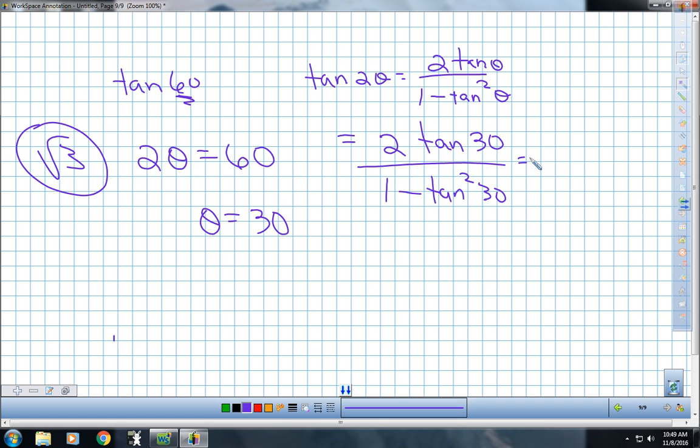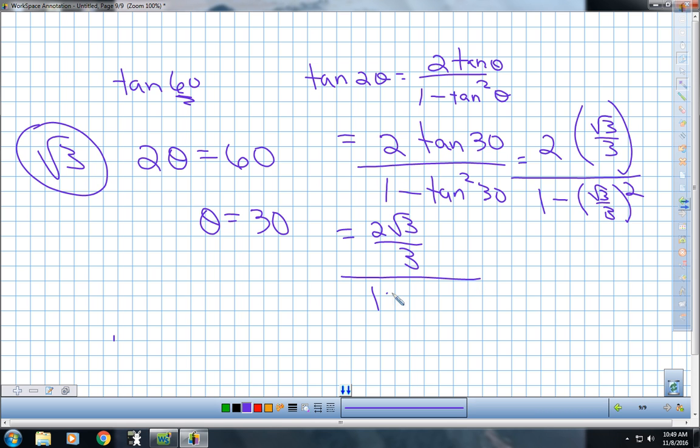All right, so here we go. So 2 times, what is the tangent of 30? Anyone? Thank you. Radical 3 over 3. All over 1 minus, I'm just going to plug in for right now. So in the numerator, we've got 2 radical 3 over 3. And in the denominator, we have 1 minus 3/9, right? Which is 1/3. I'm going to go ahead and write that. Everybody see that? So 3/9 which is just going to be 1/3.